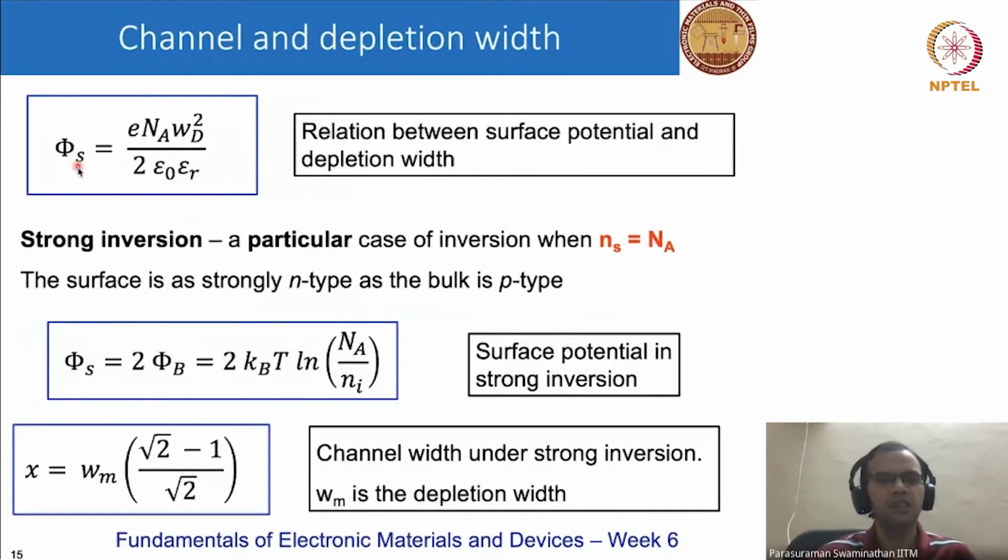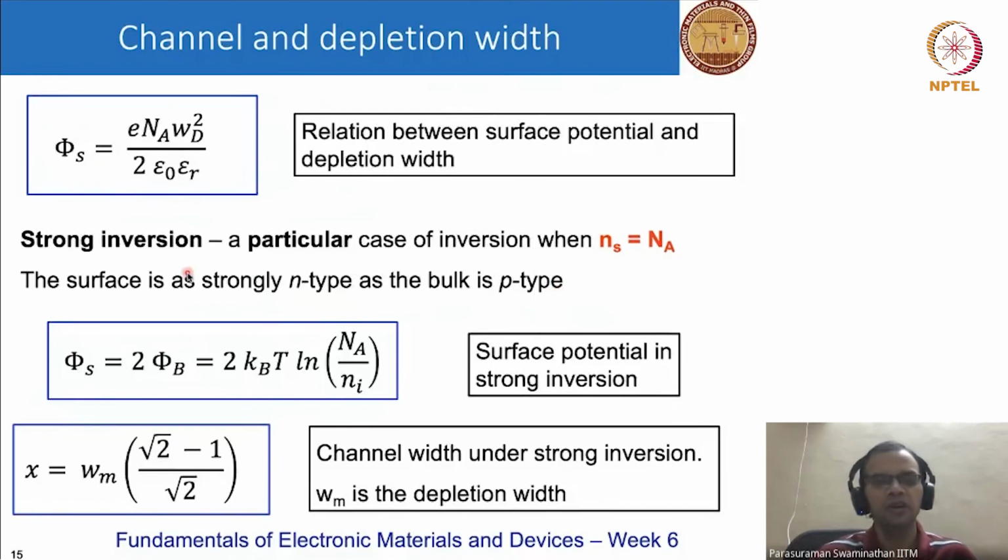We can also calculate something called the channel width. The channel width again depends upon how much surface potential that we apply. There is a particular case of inversion, which we call strong inversion, when the surface concentration of electrons is equal to the bulk concentration of holes. We describe this as a particular scenario when the surface is as strongly n-type as the bulk is p-type.